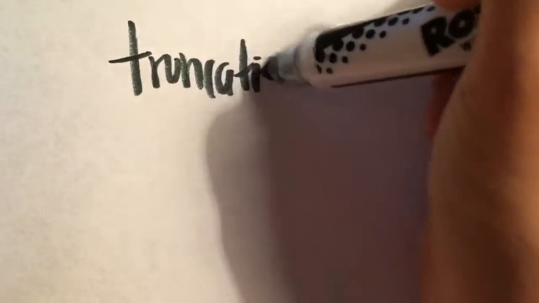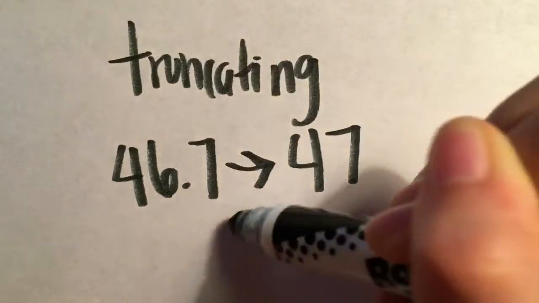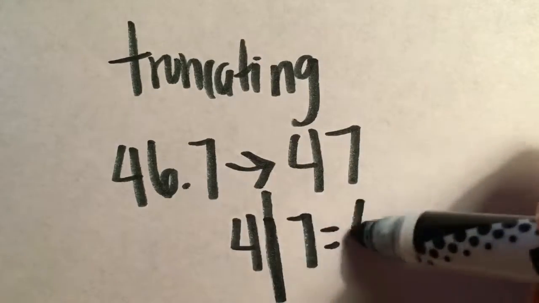Another topic that should always be discussed when dealing with stem and leaf plots is truncating, which is shortening a number to make it easier to record. Here, 46.7 is truncated to 47.